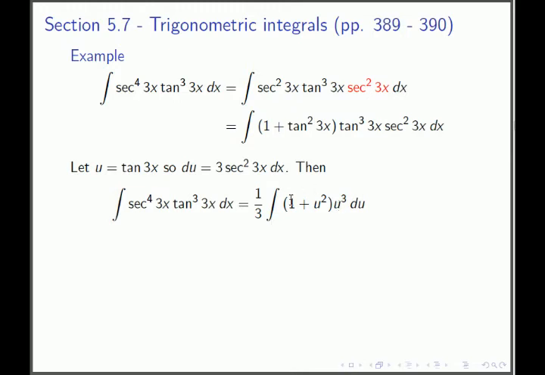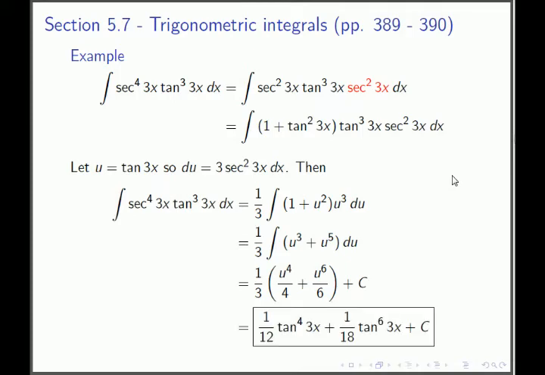Alright, and now we have the integral of a polynomial, which is easy. Distribute your u cubed first, and then use the power rule on each term. Then don't forget to back substitute.